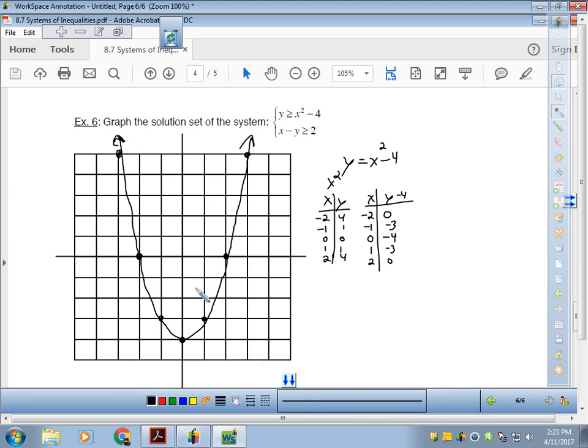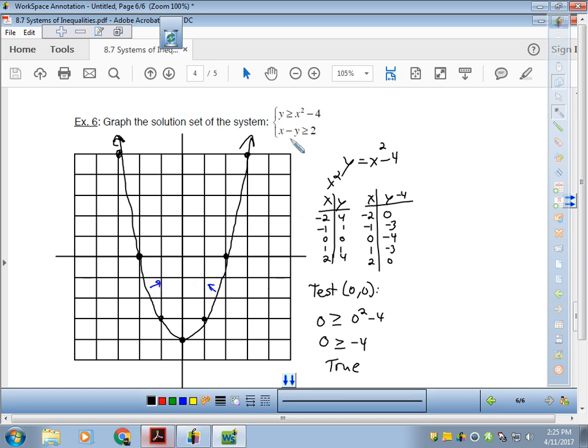So now we need to decide how we shade. We want to decide if it's inside the parabola or outside the parabola. So let's test 0, 0 real quick. So 0 is greater than or equal to 0 squared minus 4. So 0 is greater than or equal to 0 squared is 0, minus 4 is negative 4. Is 0 greater than or equal to negative 4? Yep, that is true. So for this parabola, we want to shade inside, so that way we include the origin. So we want to be inside of this parabola, in here somewhere.